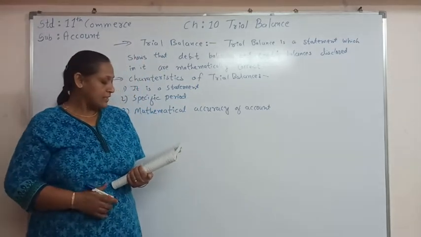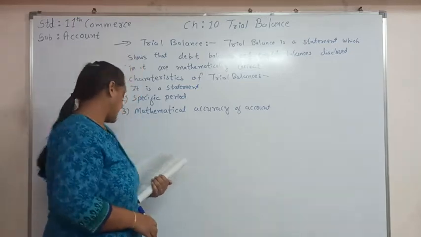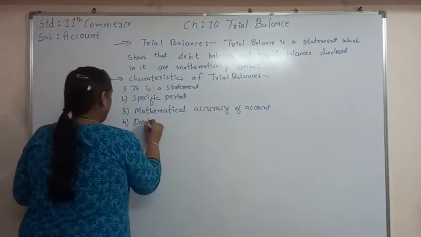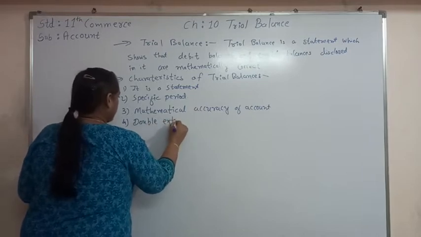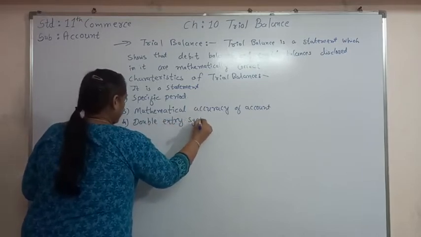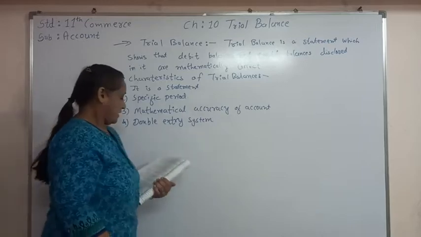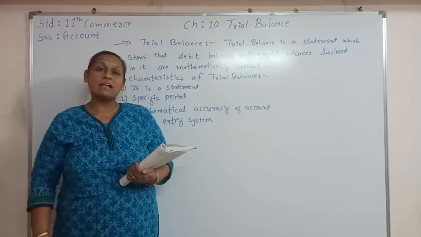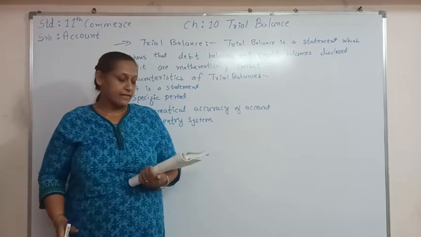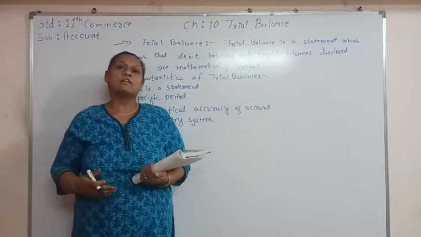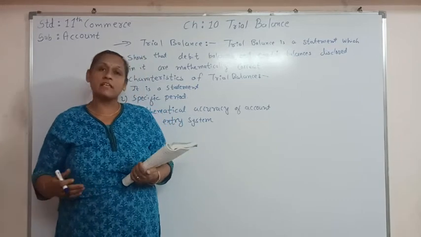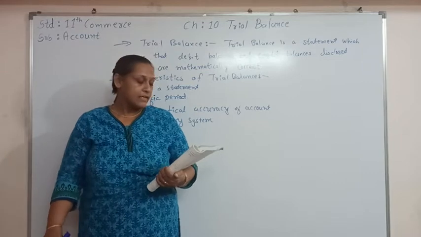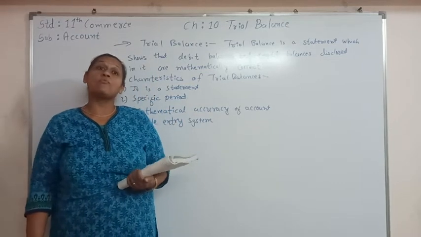The next one is the double entry system. When we are preparing the trial balance, it is based on the double entry system. That means the debit and credit effect is given in the accounts, and from that only we are preparing the trial balance. Next one is the pre-stage of final account.